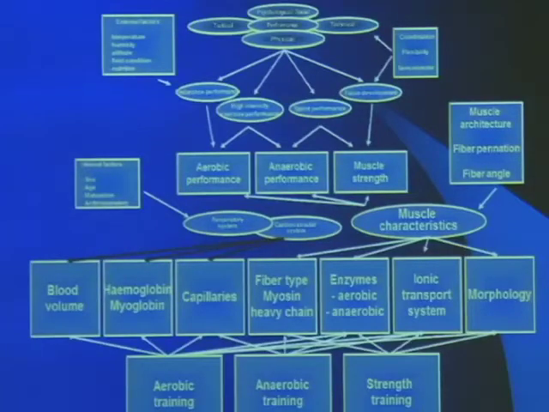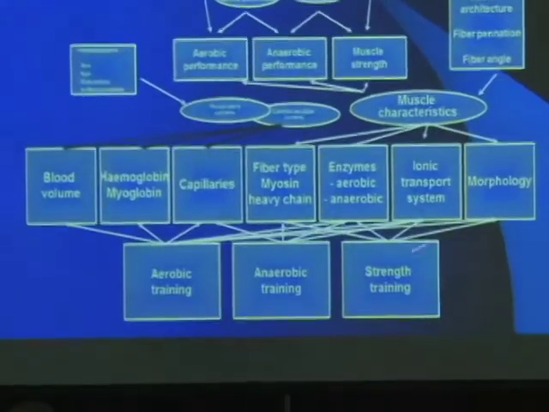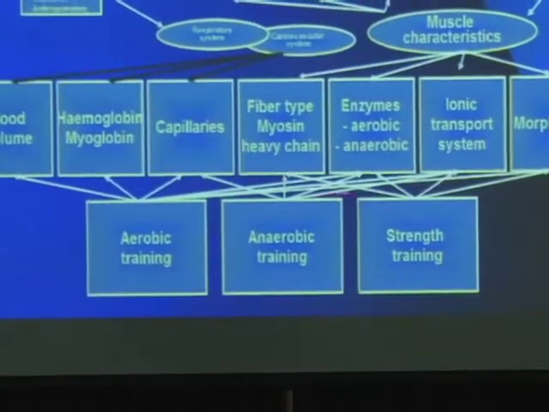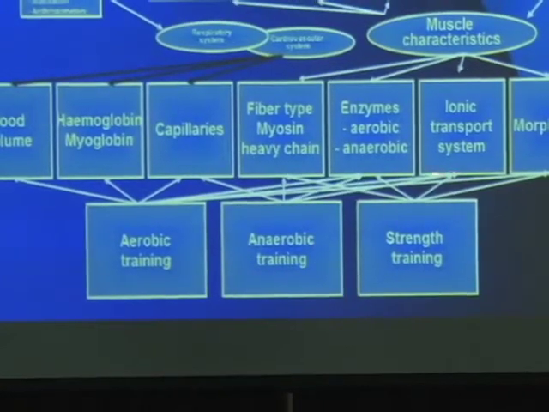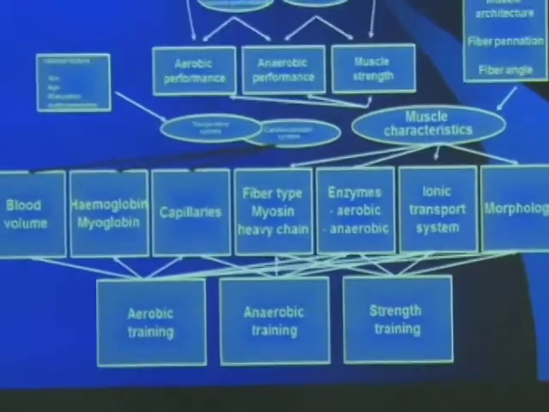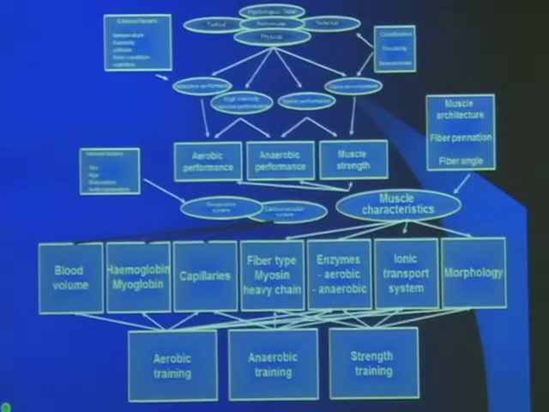And then it's easy. That is just to find the right way to train. Aerobic training, anaerobic training, or strength training. You just need to know I'm doing this type of training because I changed this, then I changed this, I changed this, and then I change performance. Easy, isn't it? Yeah. And what do we know?